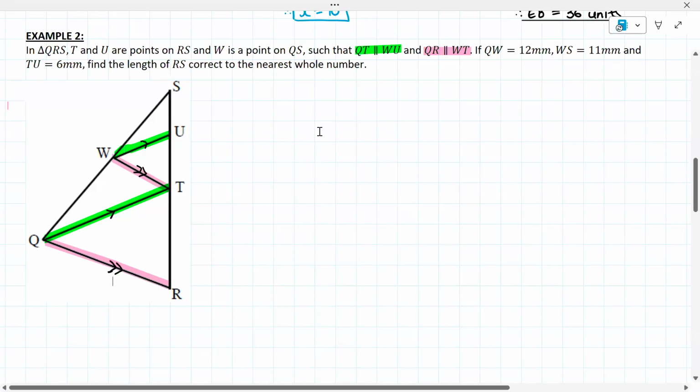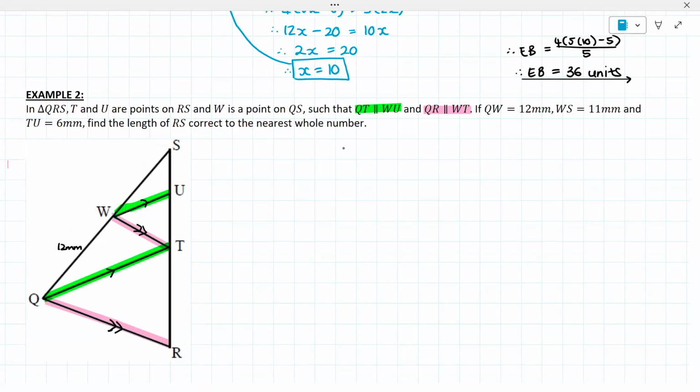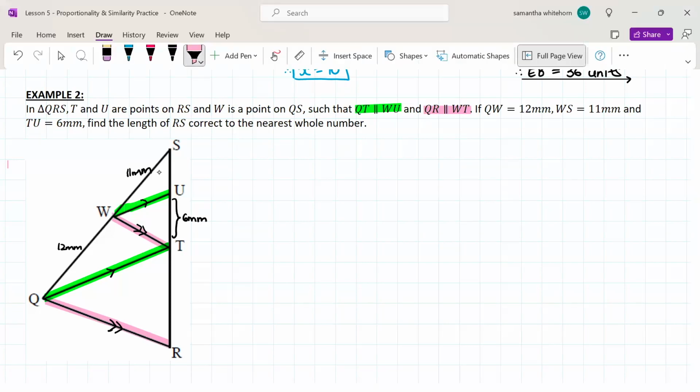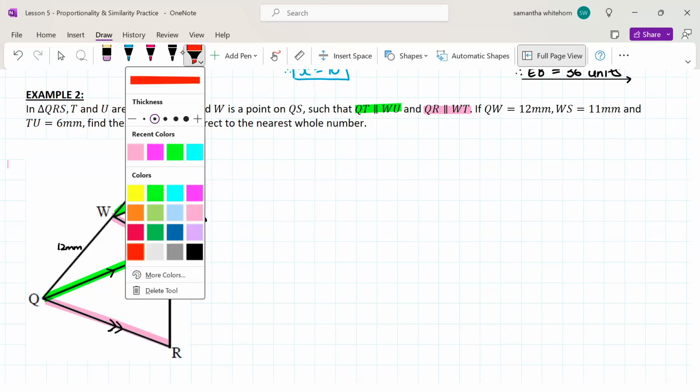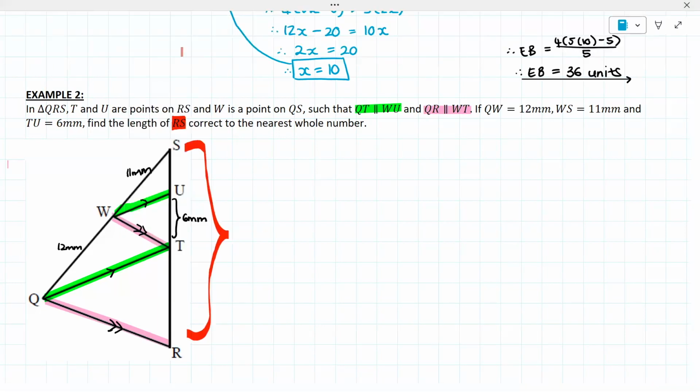So if QW is equal to 12 millimeters, I'm going to fill that in for myself. QW is 12 millimeters. WS is 11 millimeters. TU, so this whole segment over here, is 6 millimeters. Find the length of RS. Now be mindful of where RS is. RS is this entire side in my big triangle. That's what I'm wanting to find.